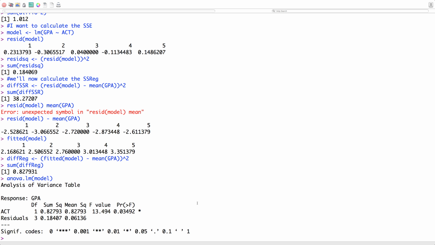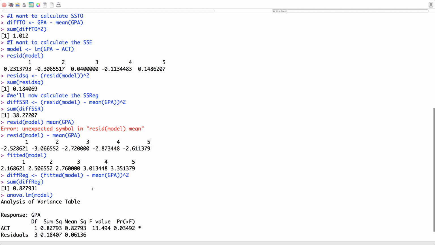So guys, well, boys and girls, I am absolutely stumped. So 0.82793 plus 0.18407 gives me 1.102. 1.012. Damn it. Okay, guys. Yeah, and you all probably, sorry about that, noticed what happened. I copied down the sum of squares wrong up here as 1.102 instead of 1.012.